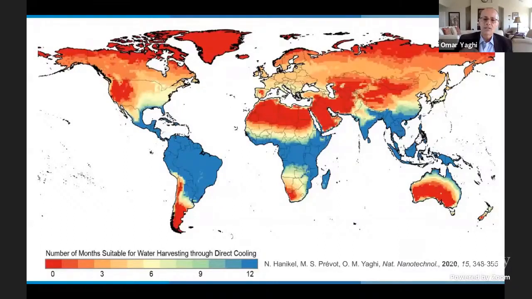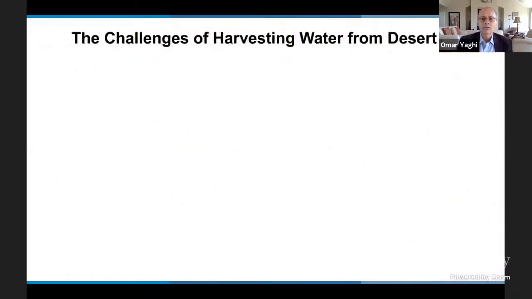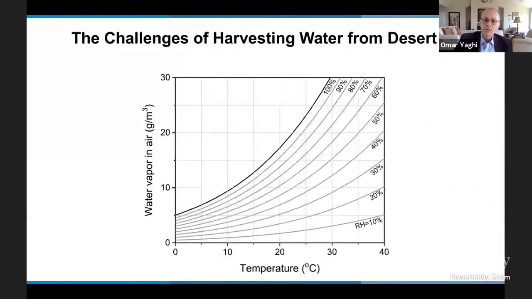So our vision has been, how do you collect water from air anywhere in the world, not just even the red regions, but also the blue regions at any time of the year. So all year round. So I want to show you our results in that direction. But first, I want to show you why it is difficult to trap water from air and collect it.